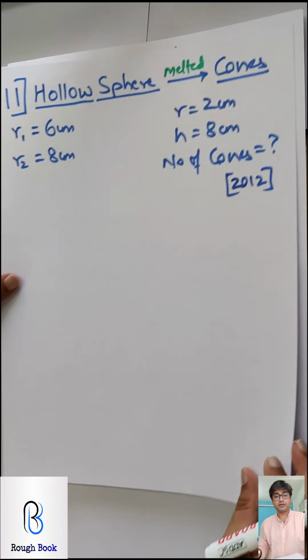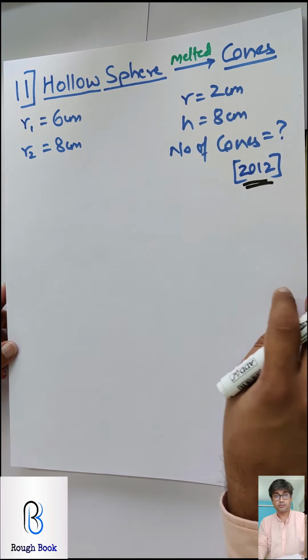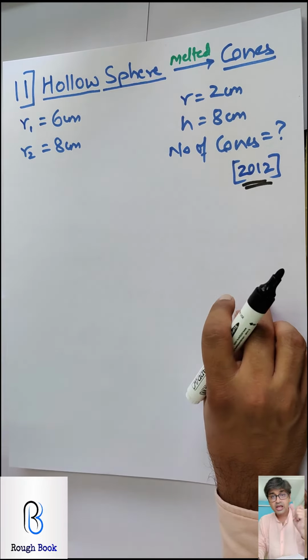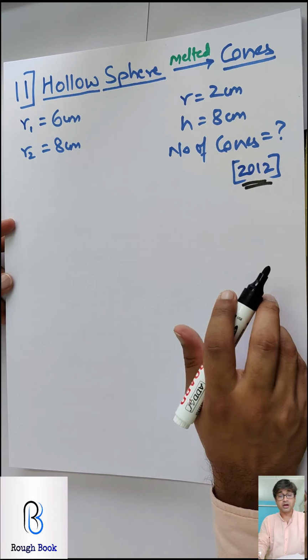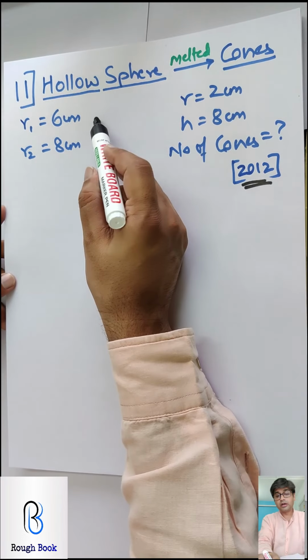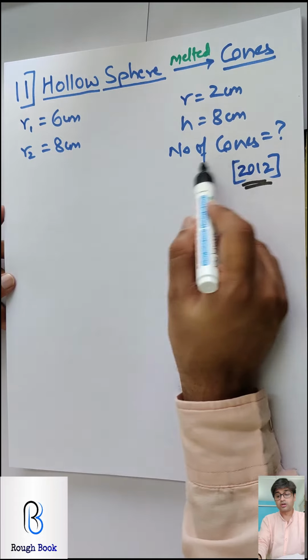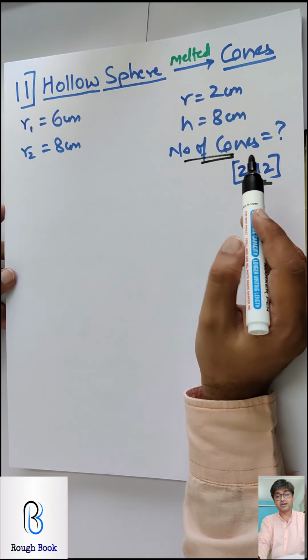Let's go to the next one, sum number 11. Very simple. We've done this type before, 2012 board question. Taking the challenge? Begin. Come on, pause the video right now, and if you get it, write it in the comment section and let me know. So one hollow sphere converted to cones, many smaller cones. Okay, your question is find the number of cones.